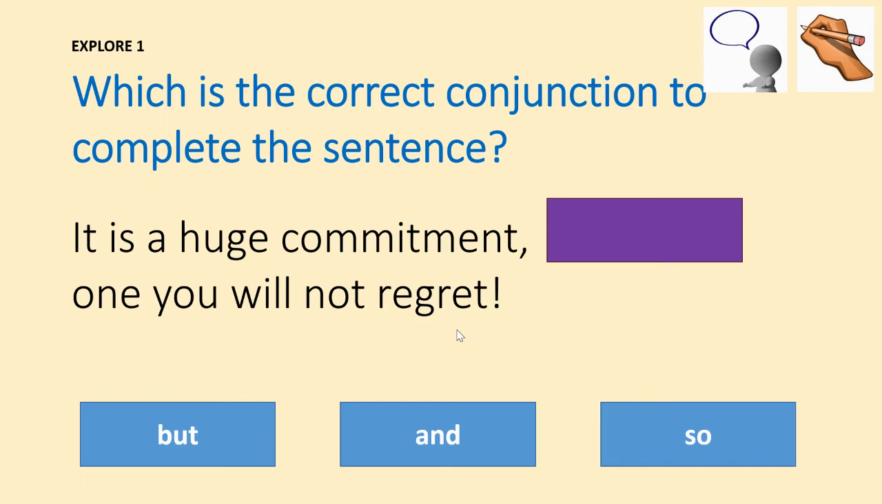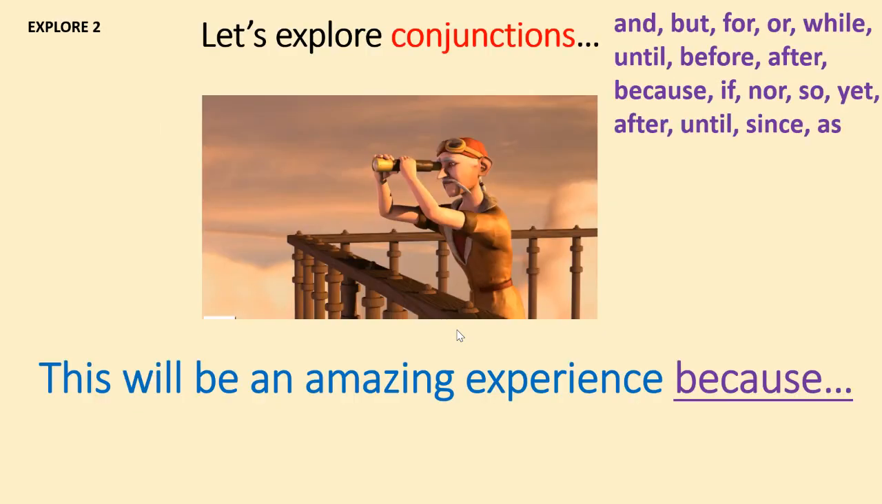Okay, great. And so did you get the 2 that would have worked? Well, and would work there. It is a huge commitment and one you will not regret. But the best conjunction there is but. It is a huge commitment, but one you will not regret. That's the best conjunction there. Well done if you got that right.